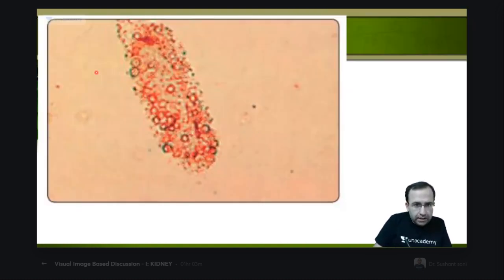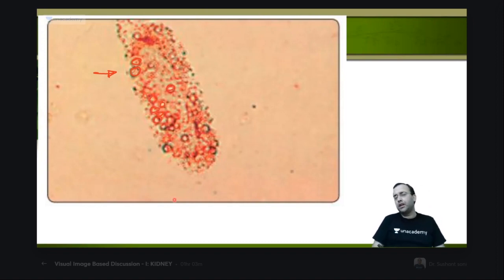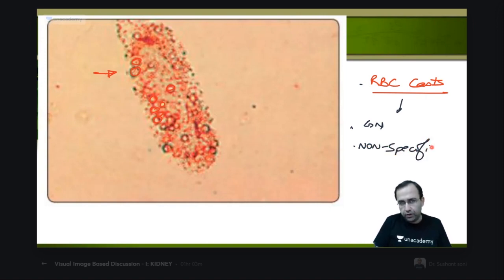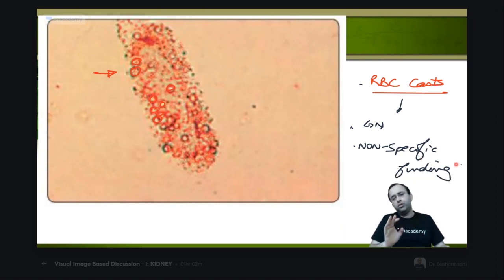Here it is itself red in color. Light microscopy showing the presence of round cells trapped in a cast. That is RBC casts, which are seen in acute glomerulonephritis. There's a huge list of diseases associated with RBC casts. I'm not interested in the whole list. These are a non-specific finding, but among the renal diseases, they are commonly associated with acute glomerulonephritis.